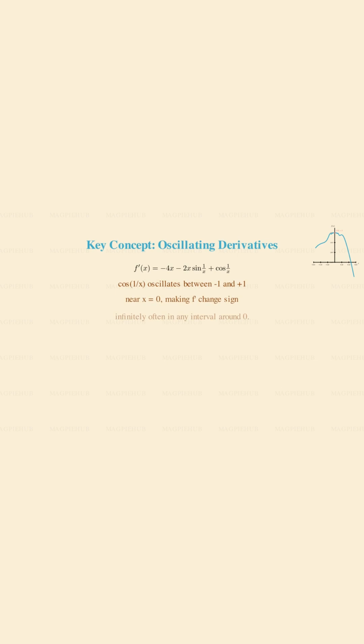The key concepts here are differentiability at a point and oscillating derivatives. When a function has a sine of 1 over x term, its derivative involves cosine of 1 over x, which oscillates infinitely fast near 0. This means the derivative takes both positive and negative values in any neighborhood of 0, preventing the function from being monotone on any interval around 0.